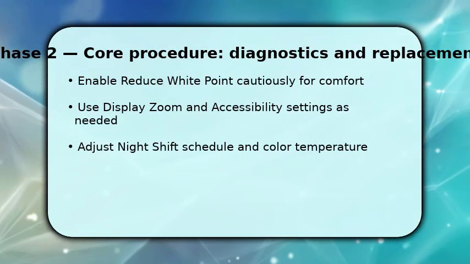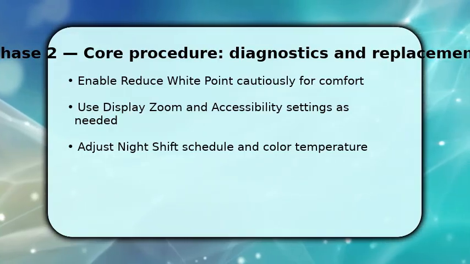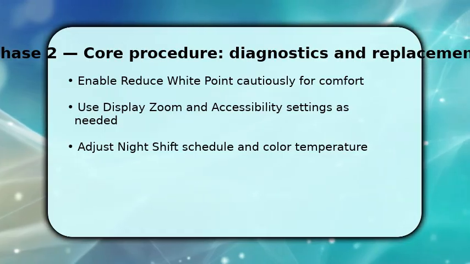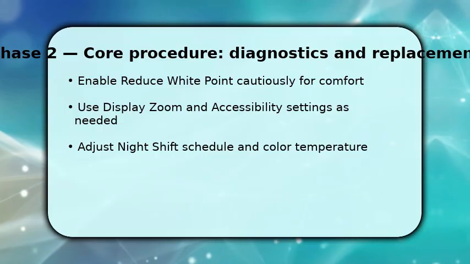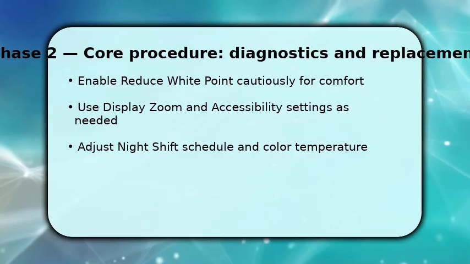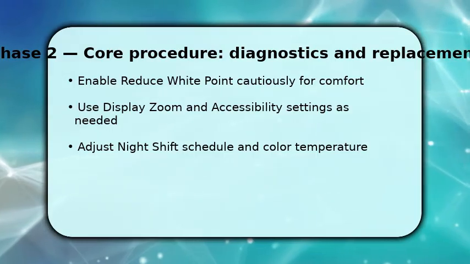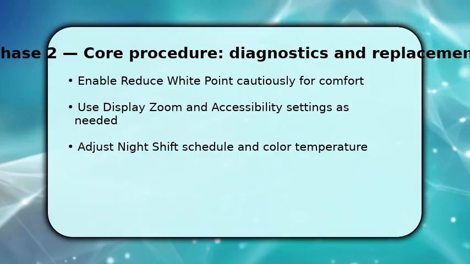Now you tune deeper settings to increase perceived brightness and reduce eye strain. Go to Accessibility, Display and Text Size, and evaluate Reduce White Point. Lower it slightly only if colors look washed out, because it reduces peak brightness.